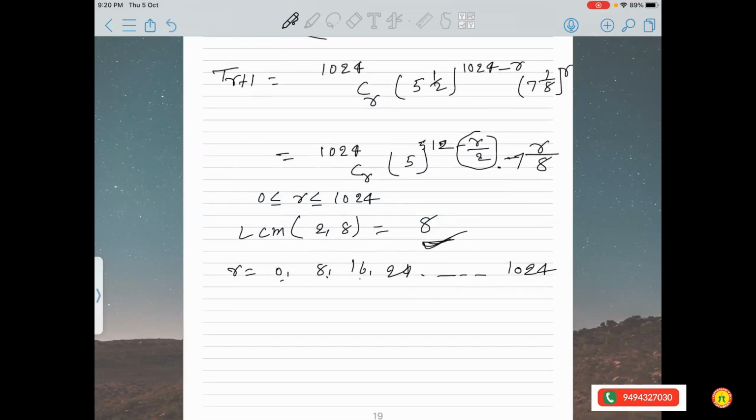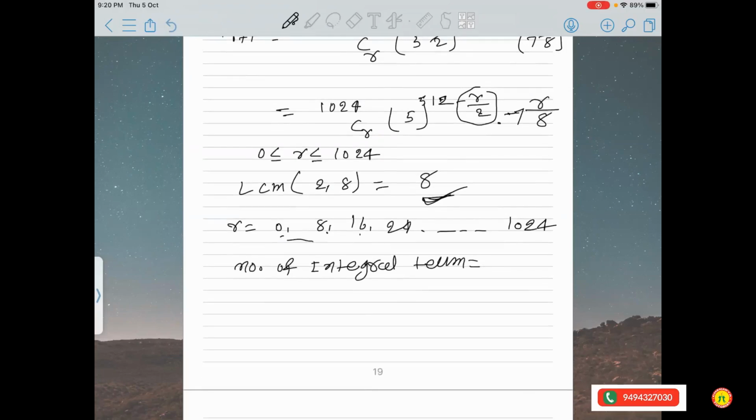So the number of integral terms is an AP. So we can find it using the AP formula: the nth term, 1024, is equal to 0 plus (n minus 1) into d, where d is 8.